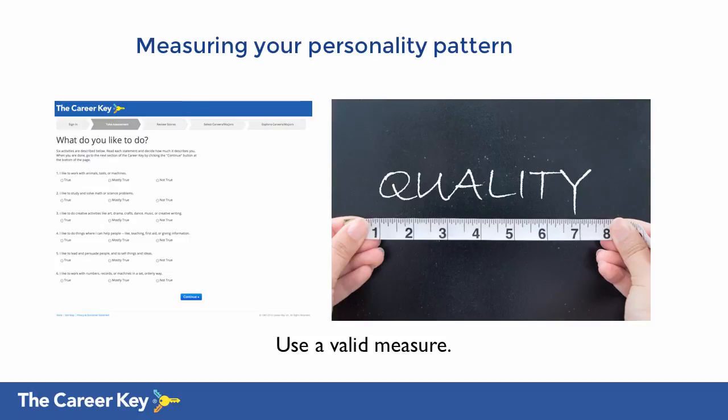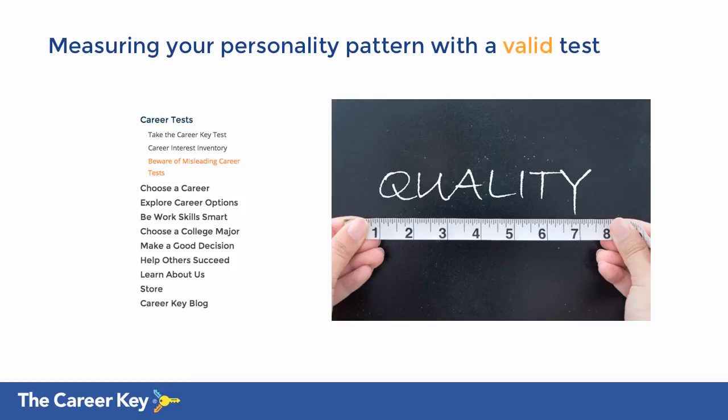To determine your personality, you take a career test like Career Key. It is important that this test be a valid measure of the 6 personality types. Valid means that the test truly measures how similar you are to each of the 6 types. There are only 5 or 6 valid tests that do this. They are listed in an article on our website. Invalid tests can mislead you about who you are and what careers, educational programs, or college majors fit you.